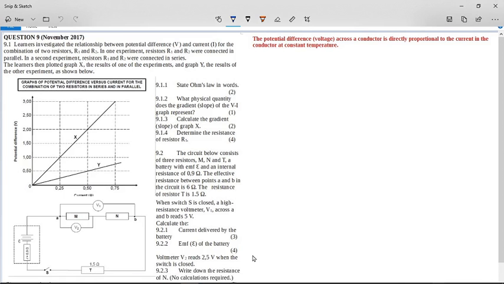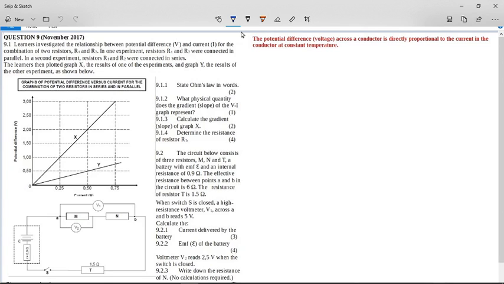Okay, hello grade 12. This is the November 2017 question on internal resistance. It says, learners investigated the relationship between potential difference and current for the combination of two resistors R1 plus R2. In one experiment, resistors R1 plus R2 were connected in parallel. In a second experiment, resistors R1 and R2 were connected in series.